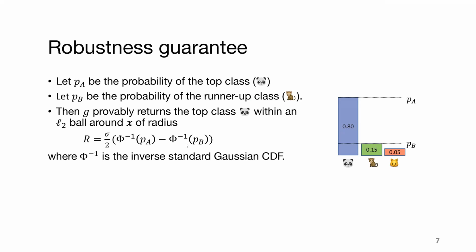Another thing is that in randomized smoothing, the radius is not correlated well with the confidence score.